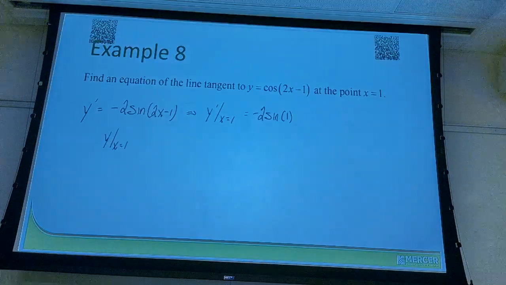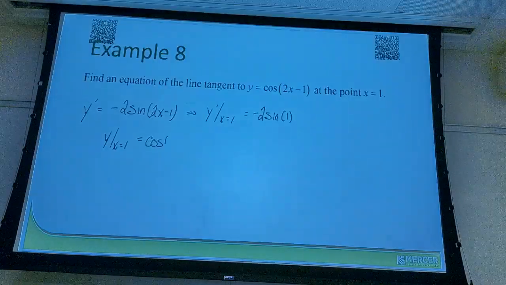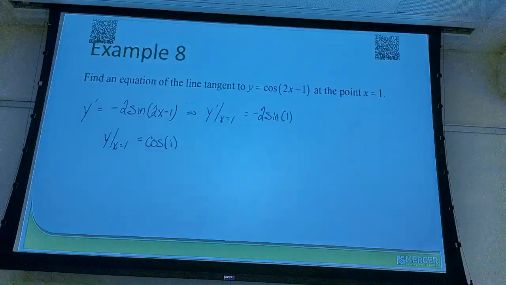What's y evaluated at 1? Cosine what? Does that have a nice form? Wait, never mind. I'm thinking cosine of 0. Does cosine of 1 have a nice form? Cosine of 1, cosine 1. It doesn't have a nice form. It stays like that.